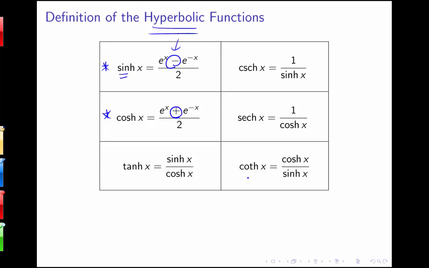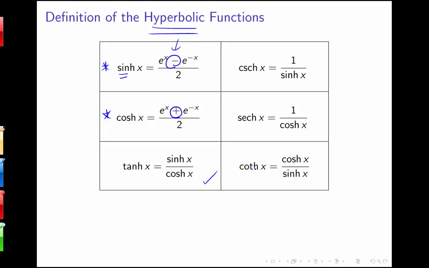The other definitions of these hyperbolic functions should look similar to how our regular trig functions are defined. Hyperbolic tangent is hyperbolic sine over hyperbolic cosine. Hyperbolic cosecant is 1 over hyperbolic sine. Hyperbolic secant is 1 over hyperbolic cosine. And hyperbolic cotangent is hyperbolic cosine over hyperbolic sine. Okay, so we want to take a look at what these graphs look like and then start seeing how we can use these definitions.